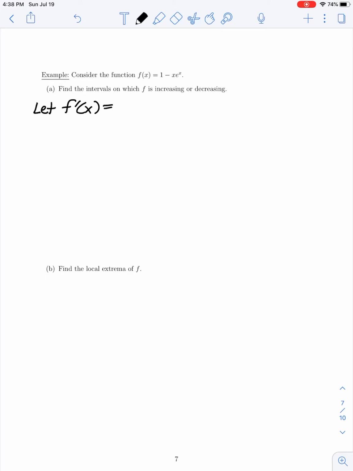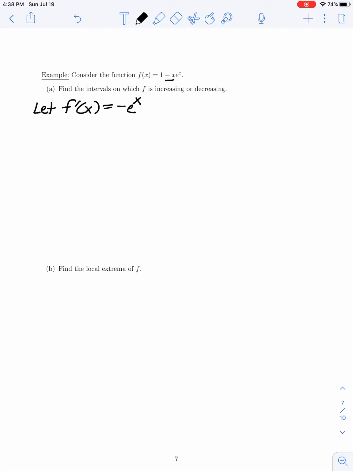So we start with the derivative of 1, which is 0. And then we have minus x times e to the x. So we've got a product, which means we have to make use of the product rule to differentiate. Now the product rule says we first differentiate the first function in our product. So the derivative of -x would be -1. And then we multiply by the second function in our product, which was e to the x. So we have -1 e to the x.